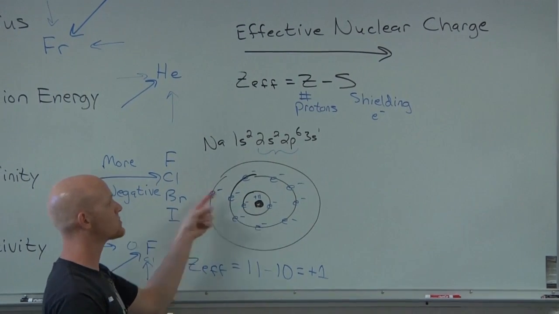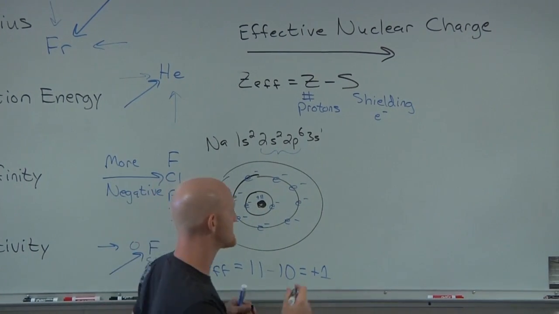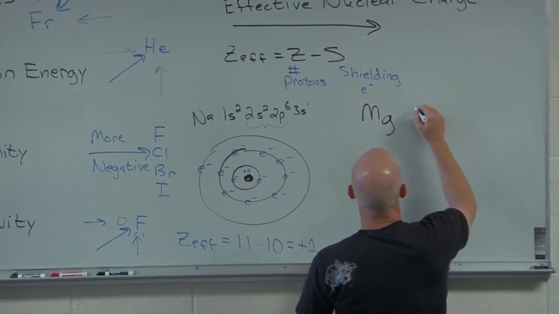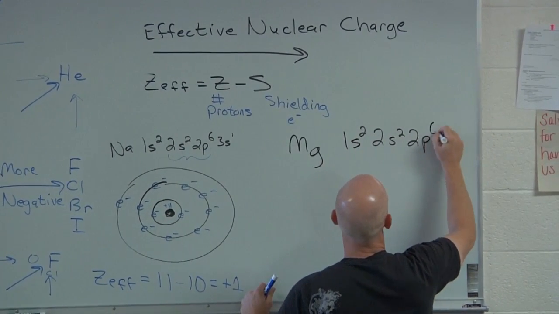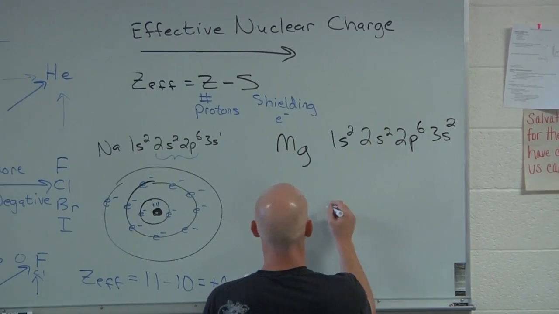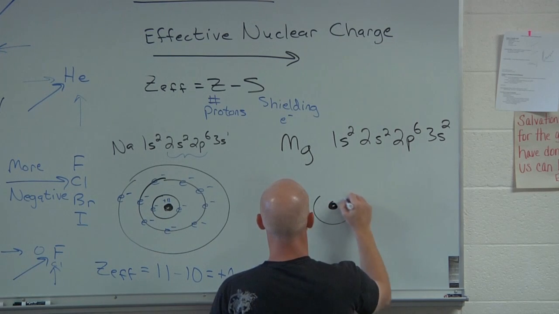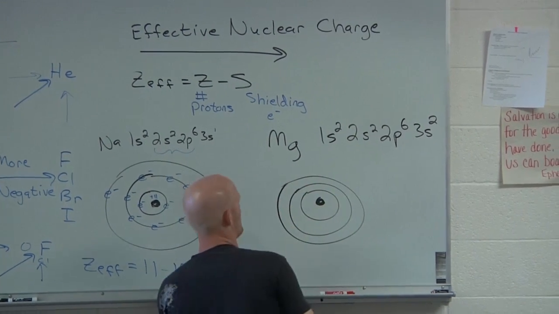That's a measure of how attracted to the nucleus he is. Now, if we compare this to, say, magnesium, on the other hand. So magnesium, 1s2, 2s2, 2p6, 3s2. So he's the next one in the series. And again, we've got a nucleus, and we've got 3 shells.